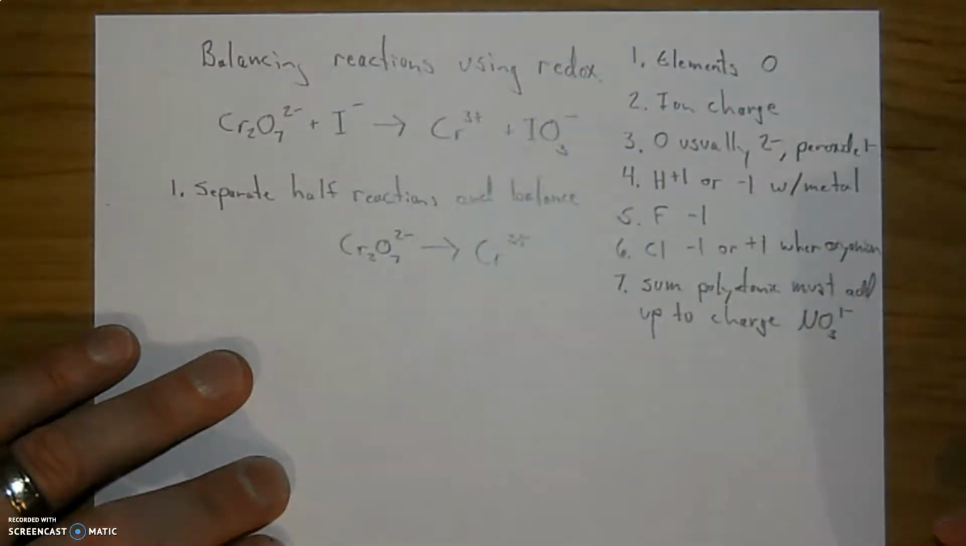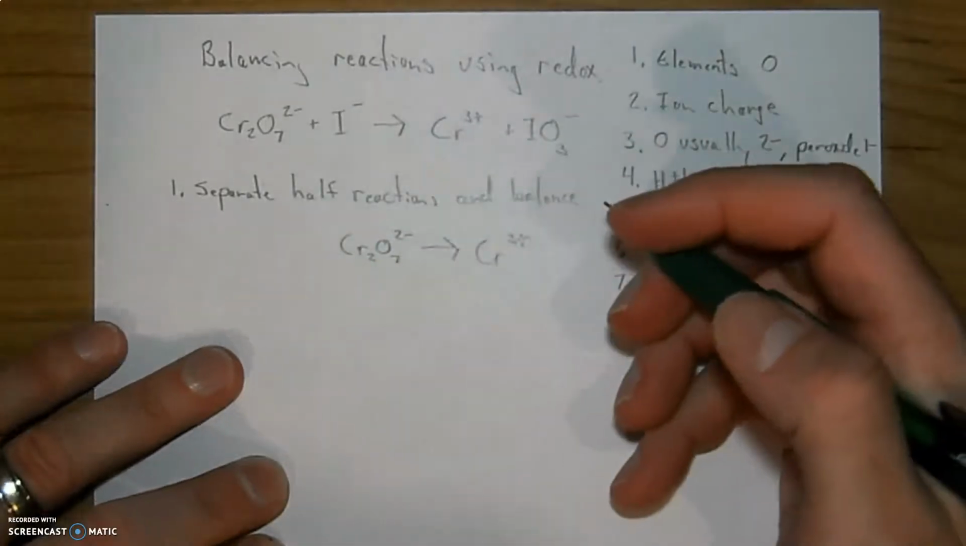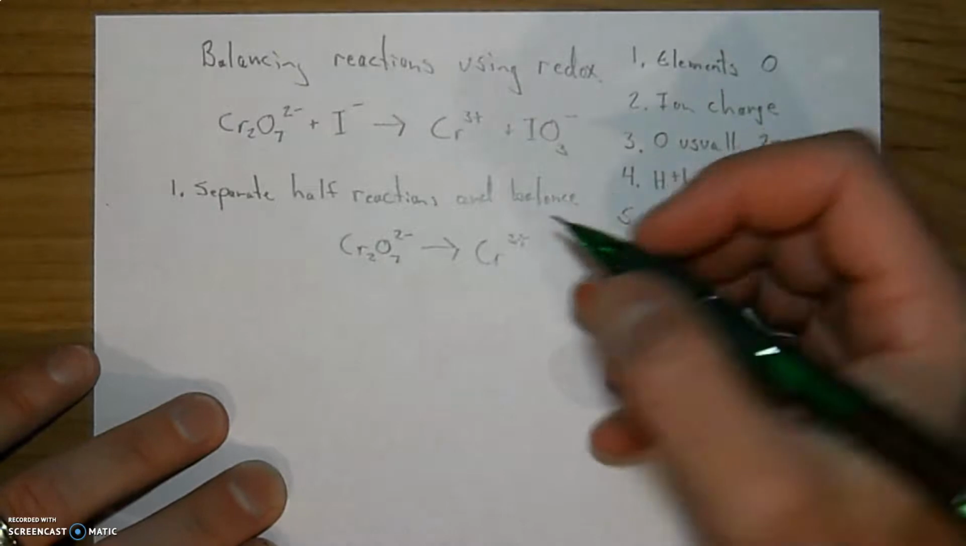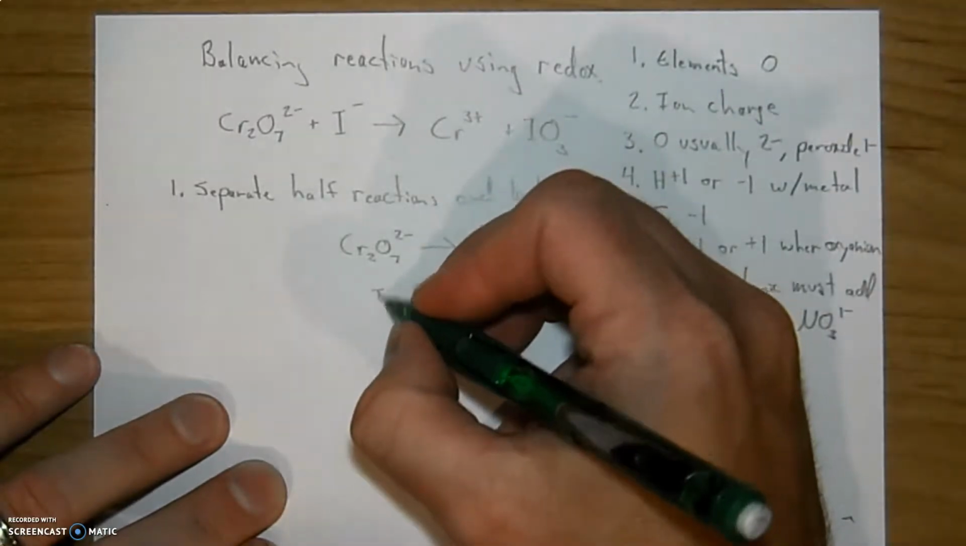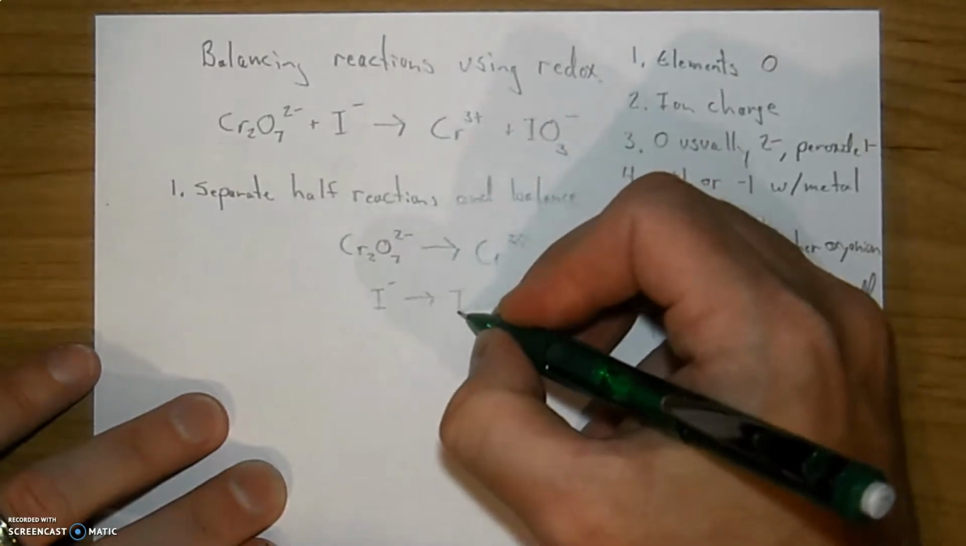So I have this beginning part. I've separated into these half reactions. This is the first part I have. I'm just going to go with that. I'm going to write the other reaction as well, just so I can see it. I have iodide, and that's going to build into this iodate.